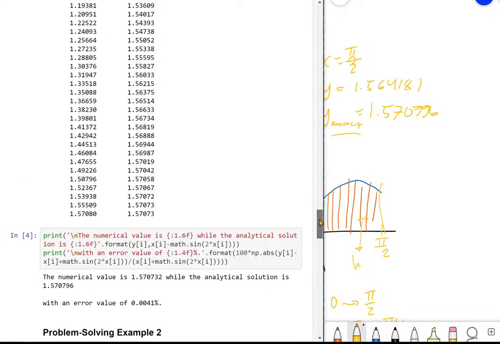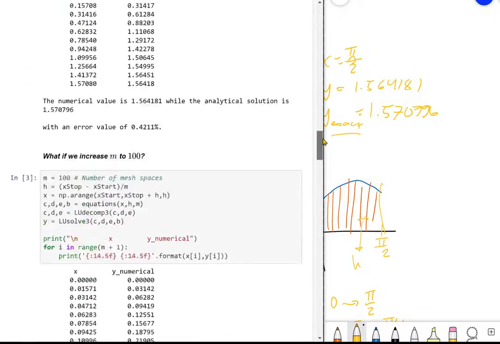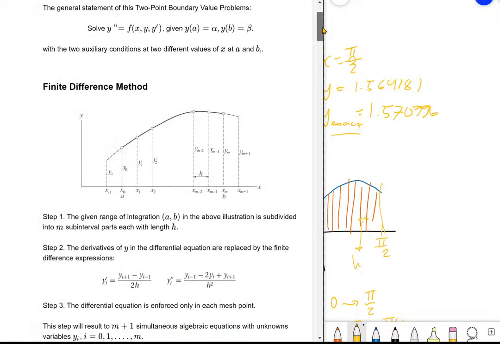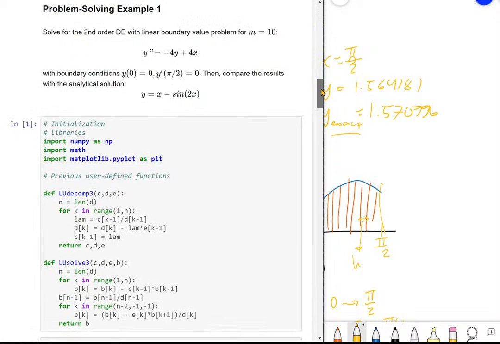So that's our first problem solved using the second order differential equation. And okay, let's proceed to the next.